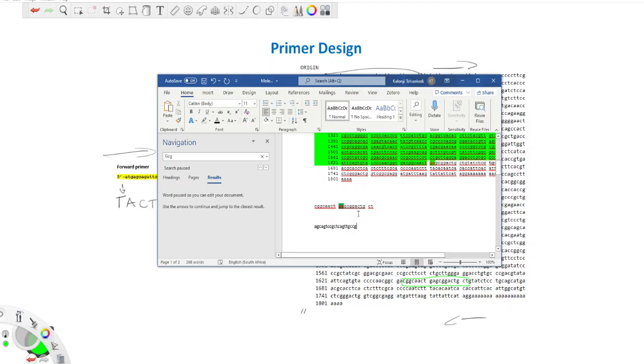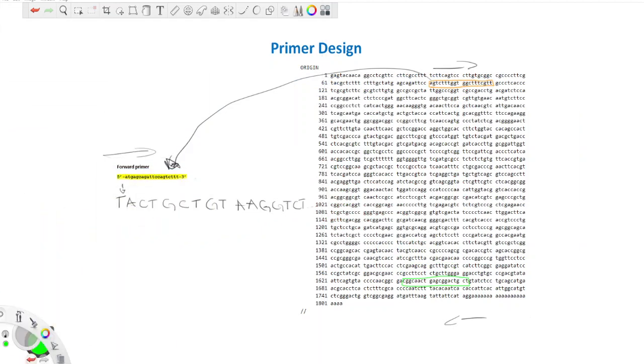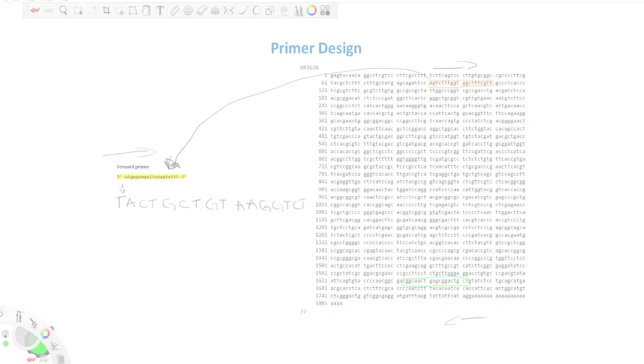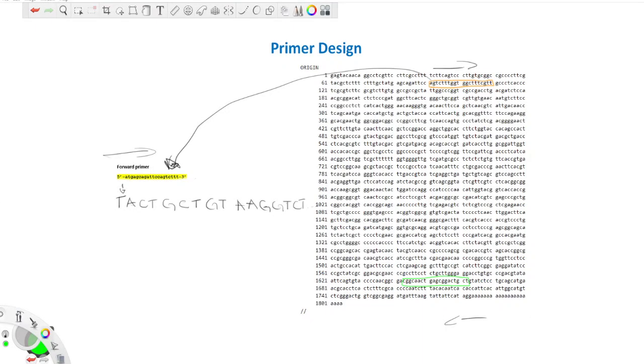All right, so here's what has happened. If I were to select this now and bring it back to us, you will notice that we actually flipped our sequence, but not only did we flip it, we also worked out the complement for it. Now let's have a look at what is going on here.